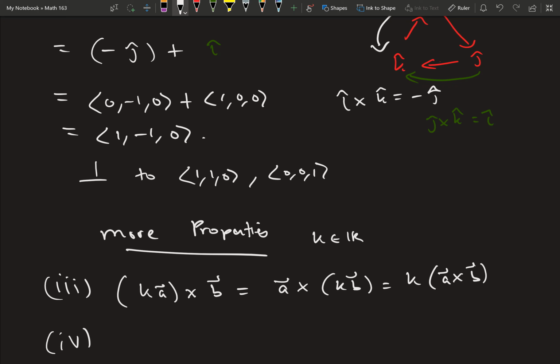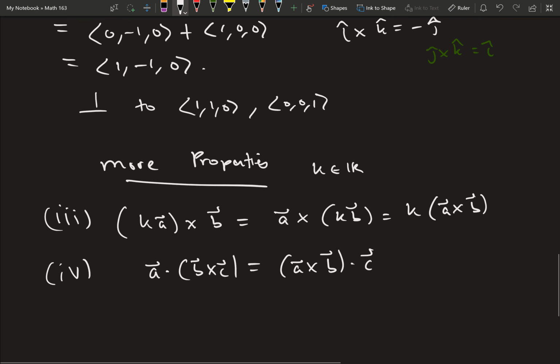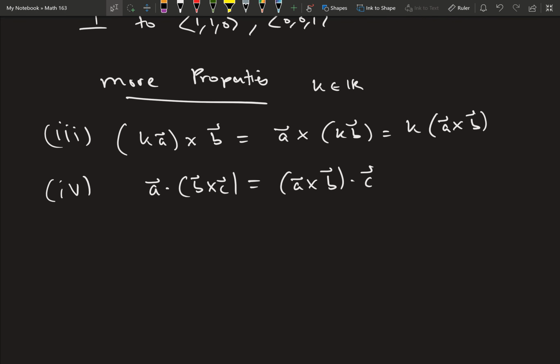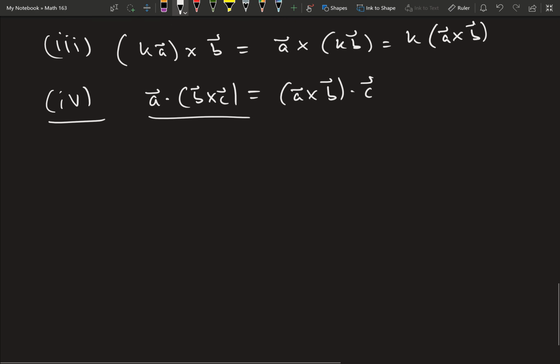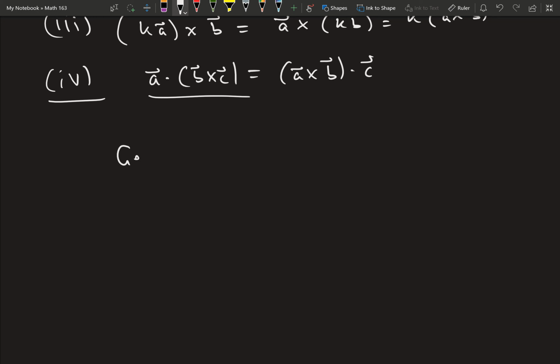And I'll list one last here, which we're going to use now immediately. A dot B cross C is equal to A cross B dot C. Okay. So for property 4 here, there's actually going to be a geometric interpretation of this particular dot product. So let's look at the geometric interpretation.